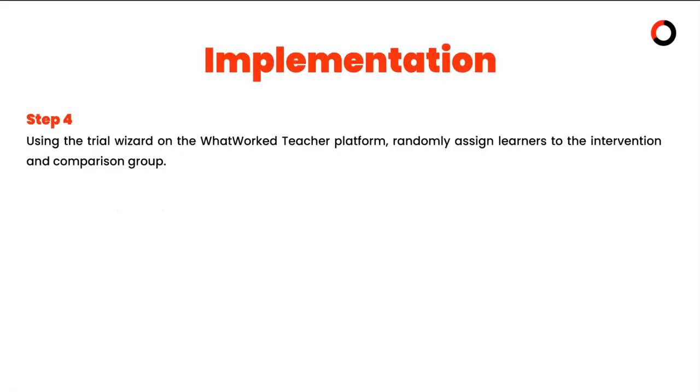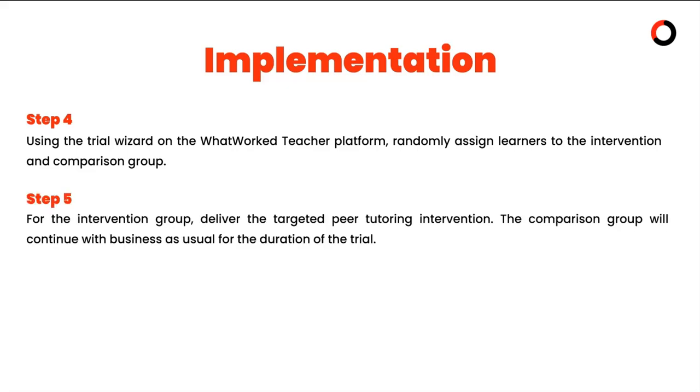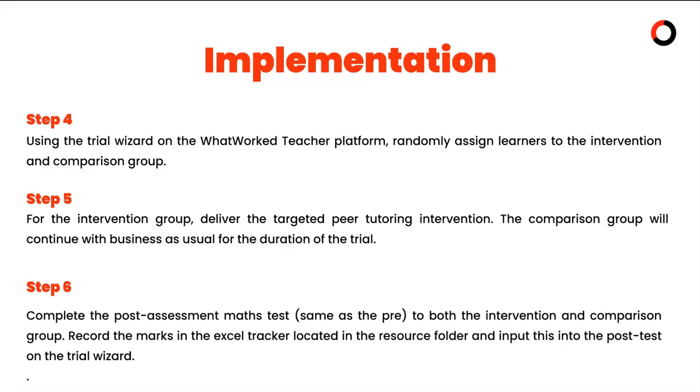Implementation. Step 4. Using the trial wizard on the What Works Teachers platform, randomly assign the learners to the intervention and the comparison group. You then record this in your Excel tracker. Step 5. The intervention group. You will deliver the targeted peer tutor intervention using the Year 9 peer tutors. The comparison group will continue as business as usual for the duration of the trial. And then step 6, you complete the post-assessment maths test, which is the same as the pre, to both the intervention and comparison group. Record the marks in the Excel tracker located in the resource folder and input this into the post-test on the trial wizard.